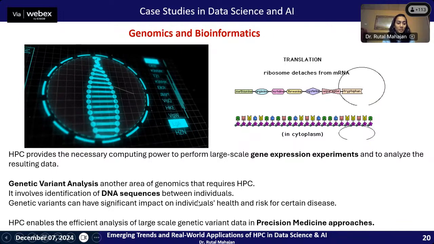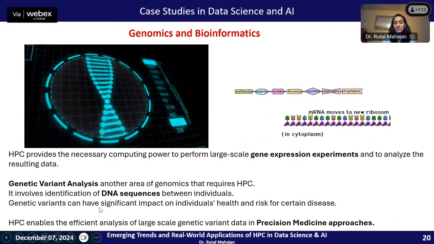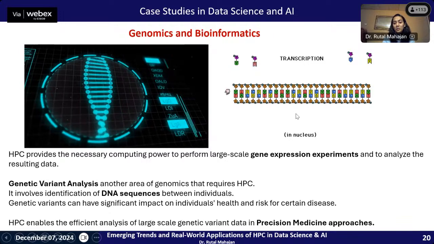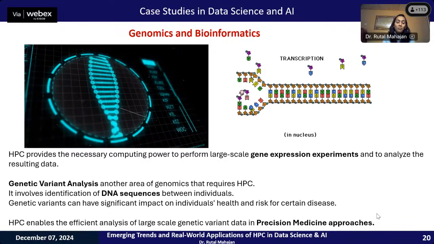So it requires HPC. HPC also enables efficient analysis of large-scale genetic variants data in the precision medicine approach. Based on my genetic variant analysis, I need to get some insights on what specific type of medicine or drug is applicable to me for a specific kind of disease. For that kind of precision medicine approach, HPC is useful to get interesting insights from that complex data.